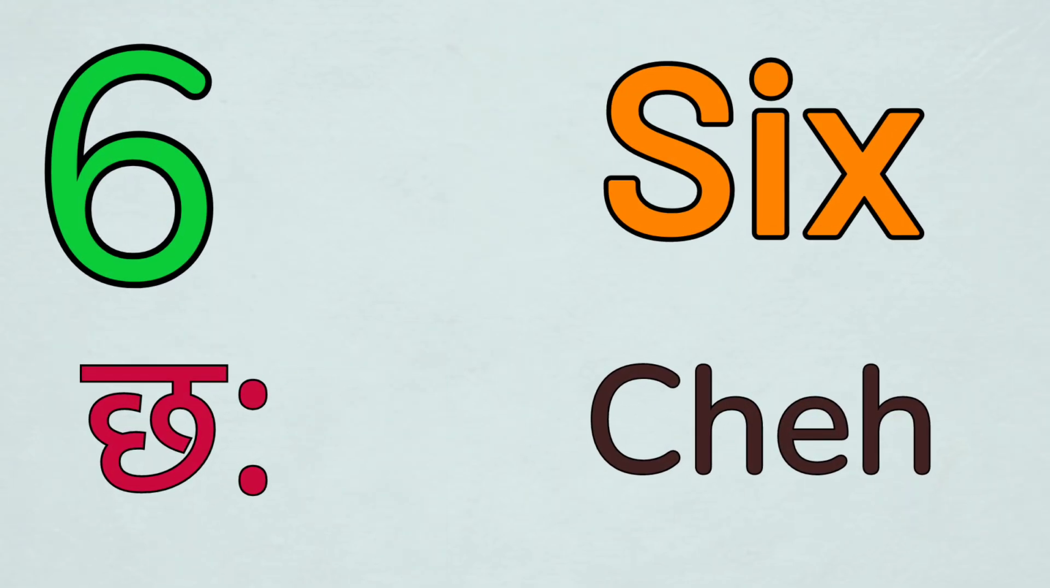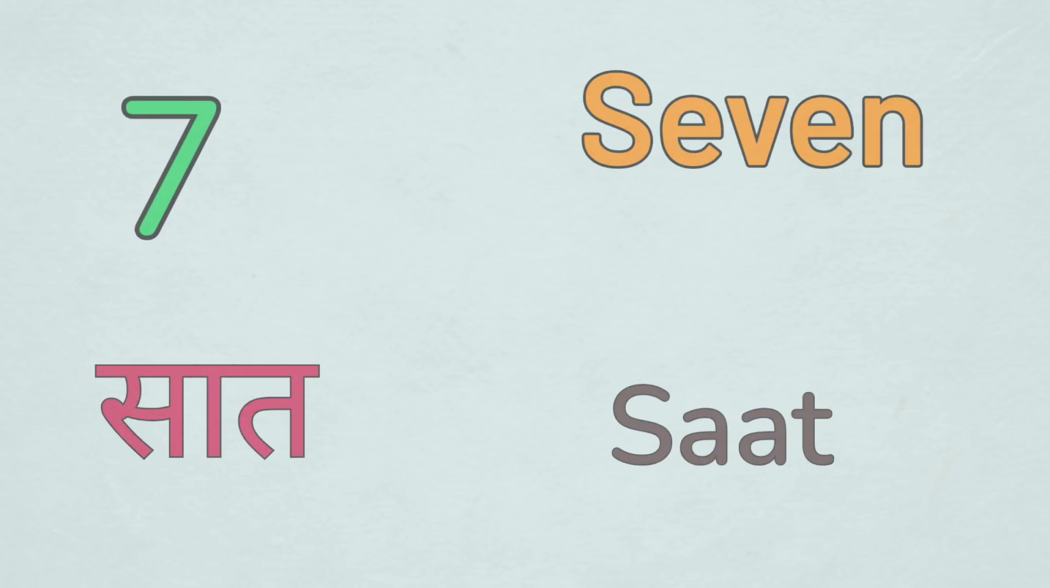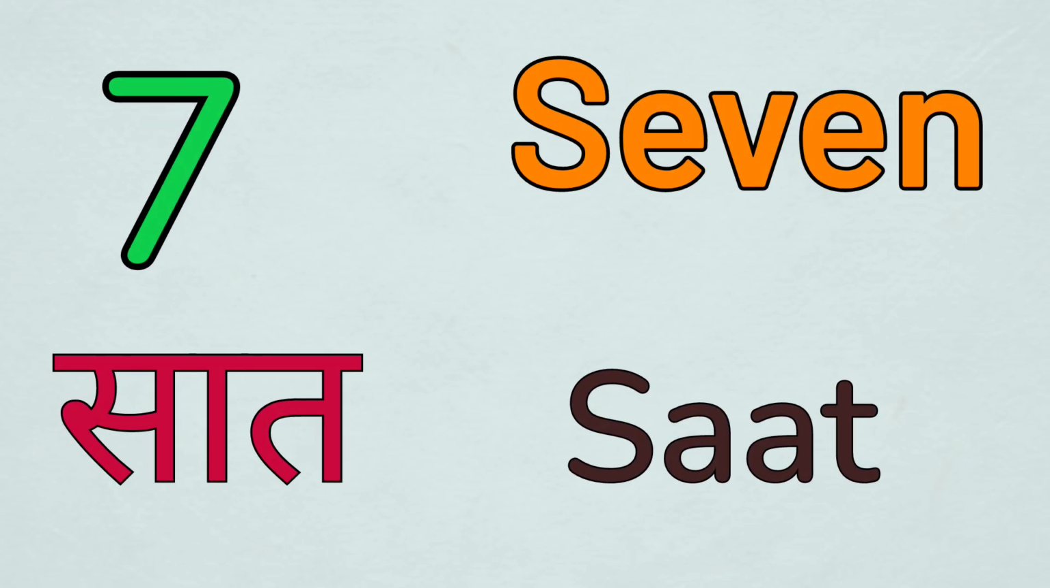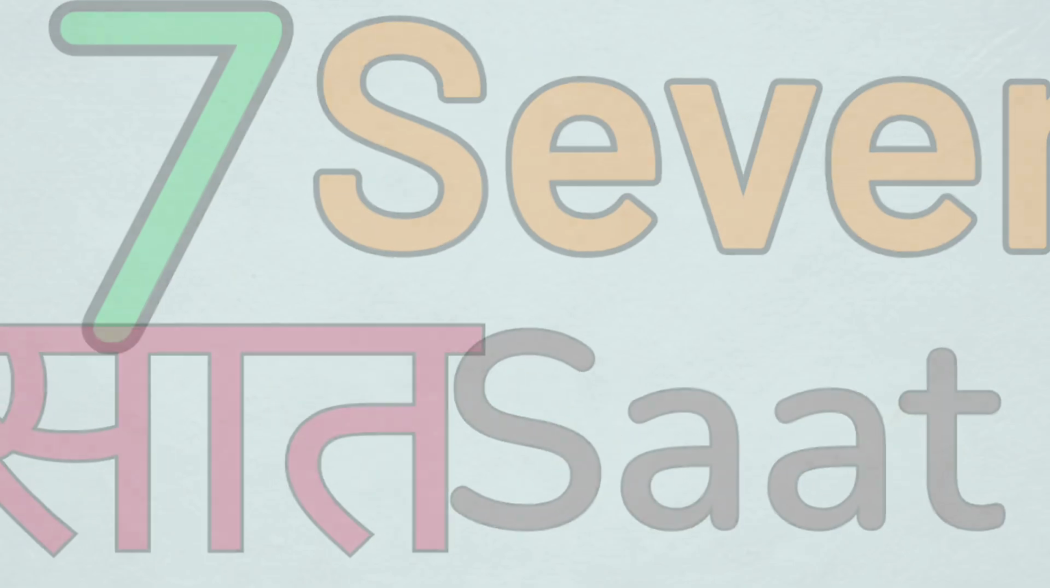6. Chhe. Children, in English this is six. In Hindi this is chhe. 6, chhe. 7. Saat. Children, in English this is seven. In Hindi this is saat. 7, saat.